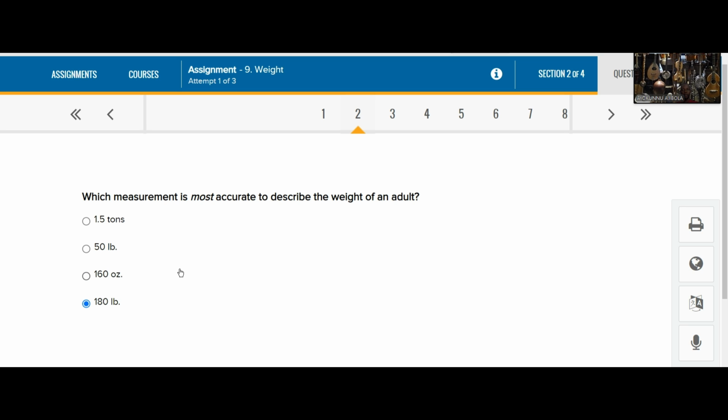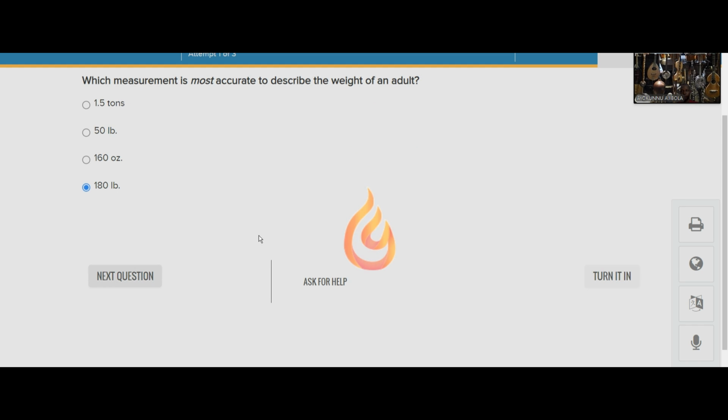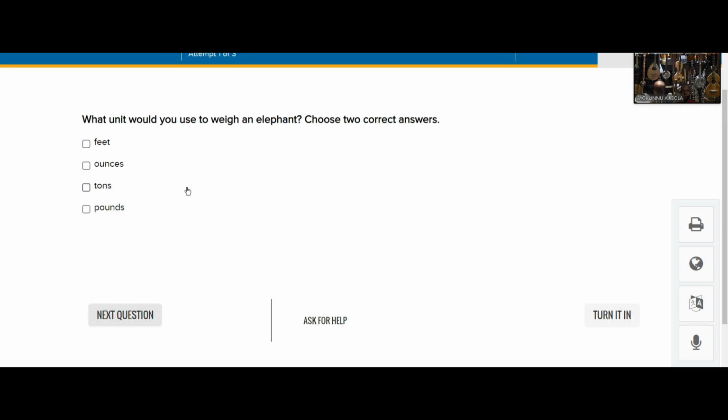Then if we check 50 pounds, 160 pounds, 180 pounds. You should be right with it, but it's between these. The third option is ounces, so it's pounds we should pick. So the last option should go for another 180 pounds.